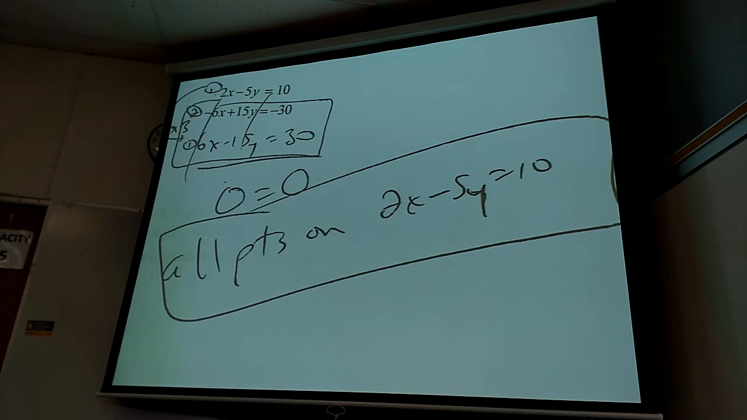Because they really are the same. They're both 2x minus 5y equals 10. Just one of them somebody multiplied by negative 3. But they are both this. You guys see that? If they cancel, one must be a multiple of the other one. That's the only way they can completely cancel.